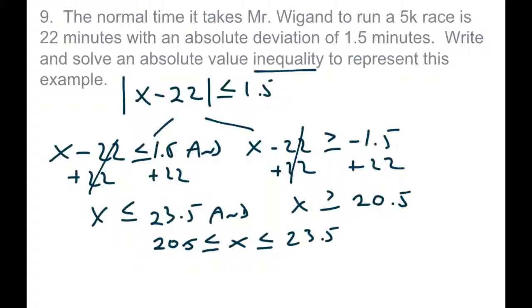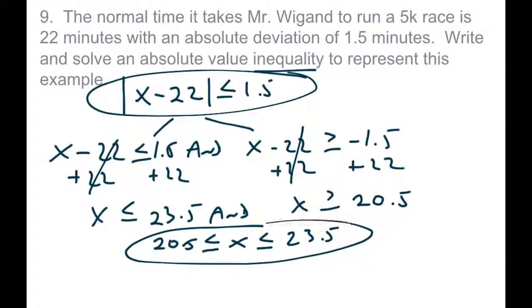So it says write and solve an absolute value inequality. So I wrote it, I solved it to represent this example, and then that's it. It's all those numbers in between.